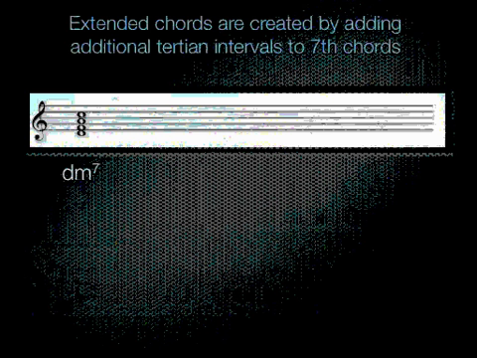And so in a case like this, if we start with a D minor seventh and we add the next third up, in this case E, then we would call that a ninth, because the interval between the bass note and the added third would be a ninth. The next third up would be the 11th. The next third up would be the 13th.